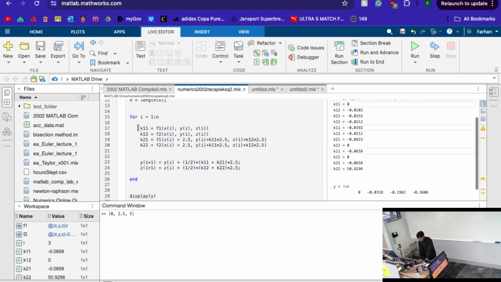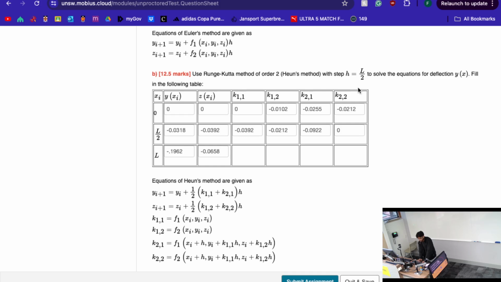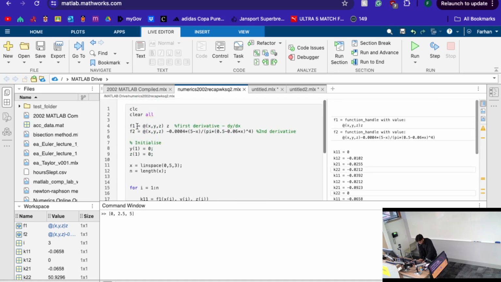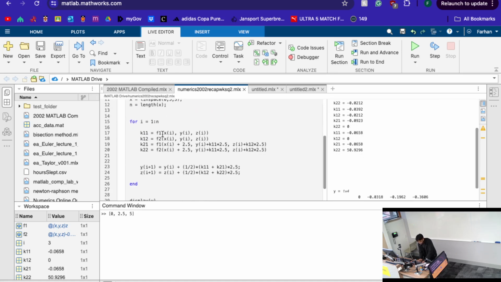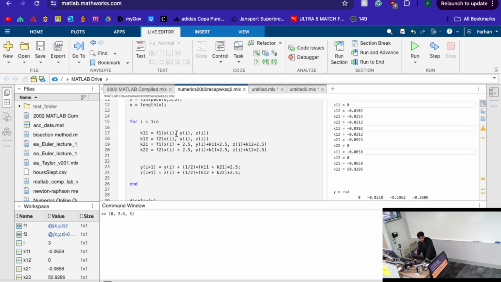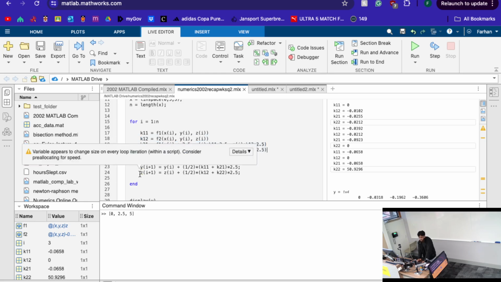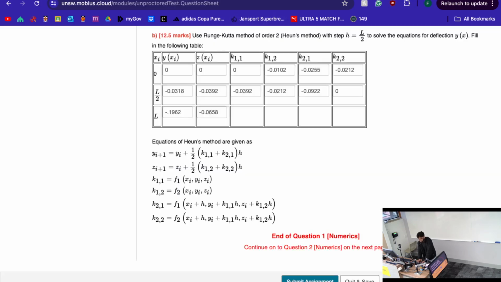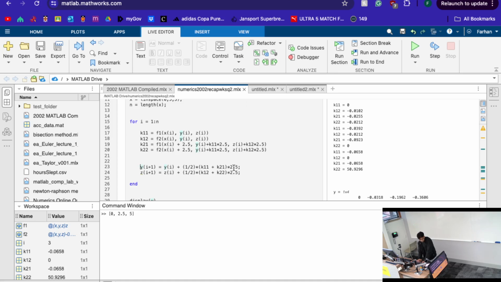We're going to introduce our k values, which I've just copied straight from here. As you can see, this is f1, which stands for f1 up here. Then we're substituting in our x, y, and z values for each step i. I've repeated that for all of them. Now we're going to use the Runge-Kutta method for y and z, to find y i plus 1 and z i plus 1. So over here.